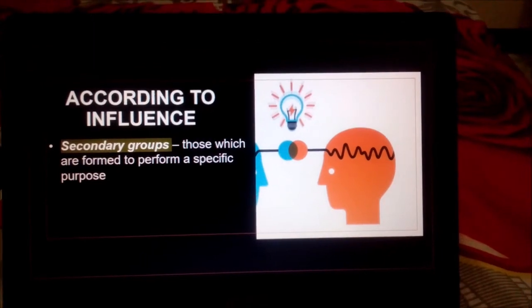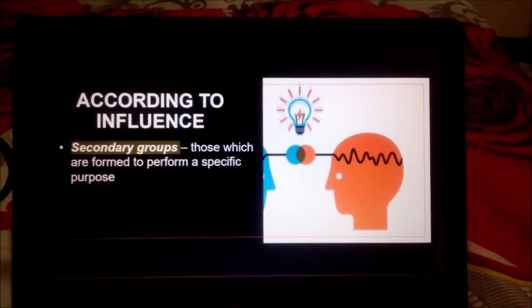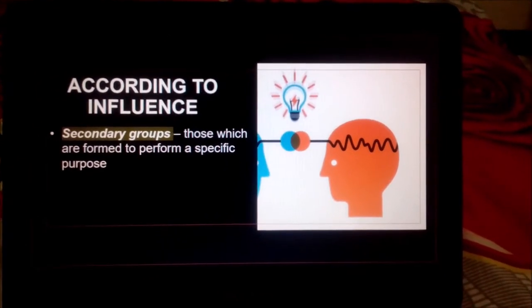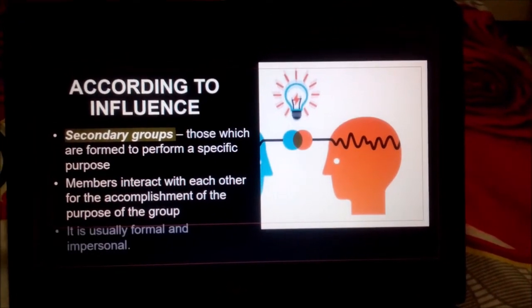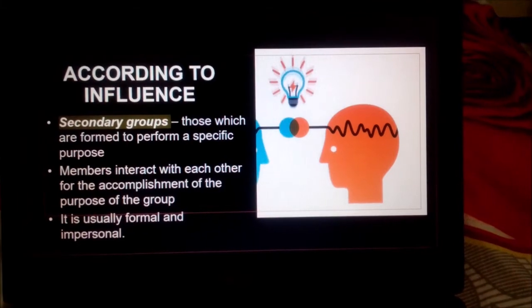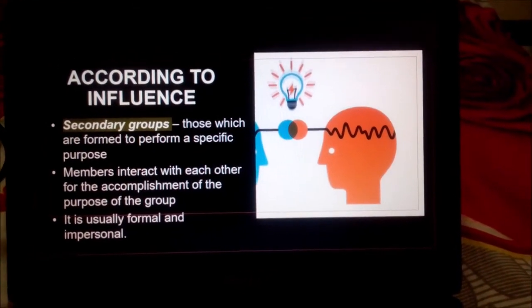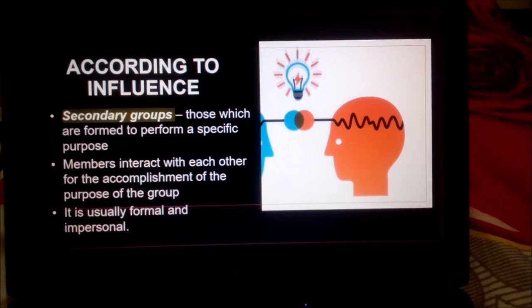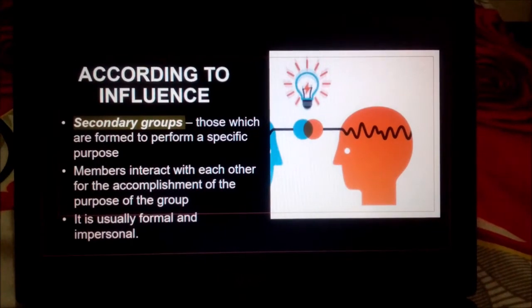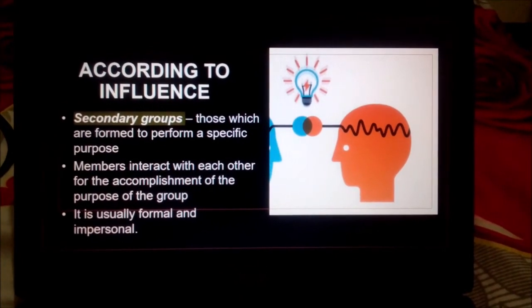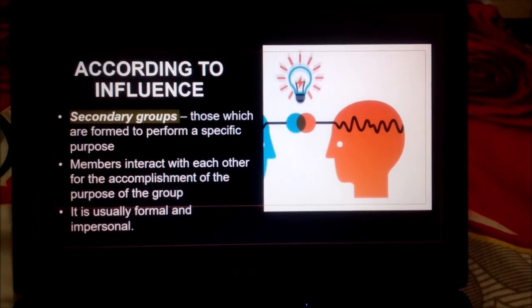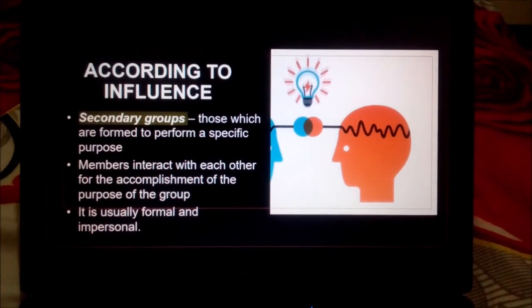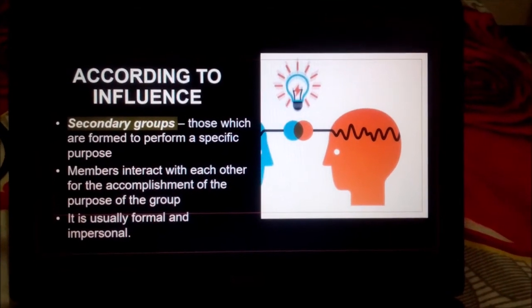So that's according to influence. Second, we have secondary groups. Those which are formed to perform a specific purpose. So kung yung primary groups, family, eto naman, example nito is formal and impersonal relationship, such as sa work. Di ba, hindi naman sila primary groups kasi nga, they are your workmates, they are your colleagues in work. So, these are examples of secondary groups. That's according to influence, primary and secondary groups.